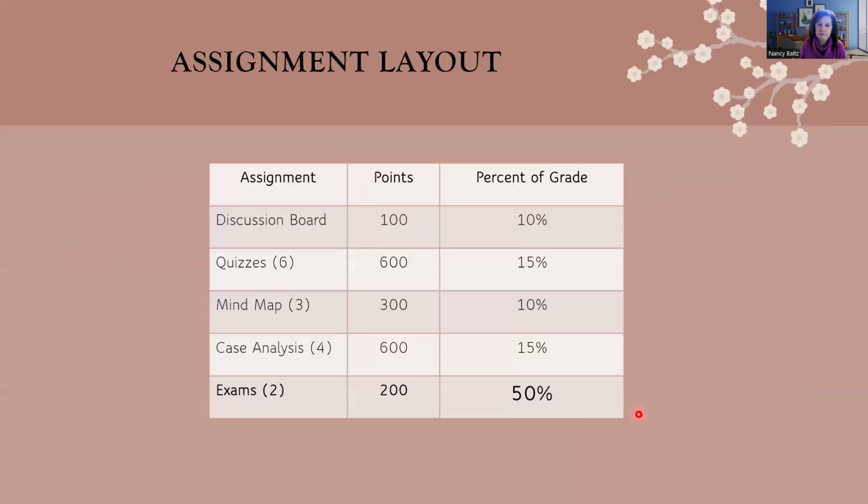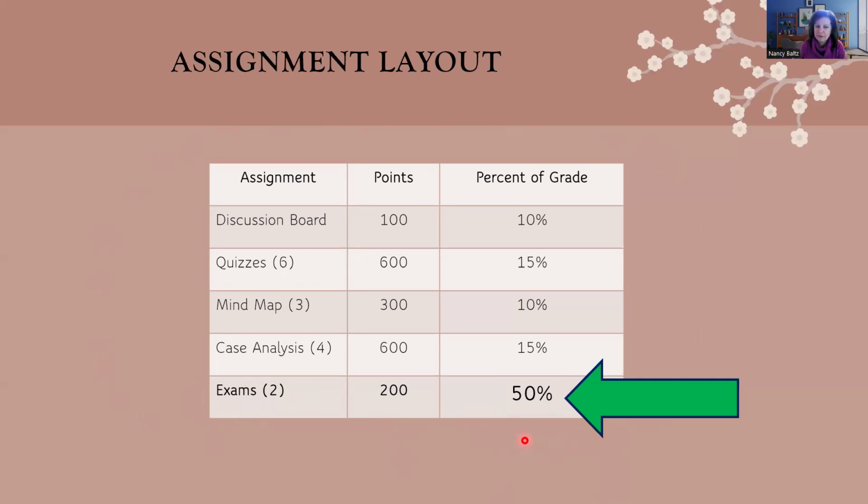This is the assignment layout that we have. And look at this tiny little box, but it talks about everything that you and I are going to do this next 10 weeks. The most important thing on this slide is your exam points and how much the exams are worth. As you can see, exams are worth 50% of your grade. And that is pretty common in my other courses that I teach as well.